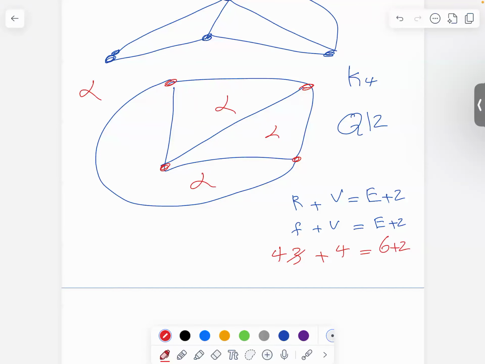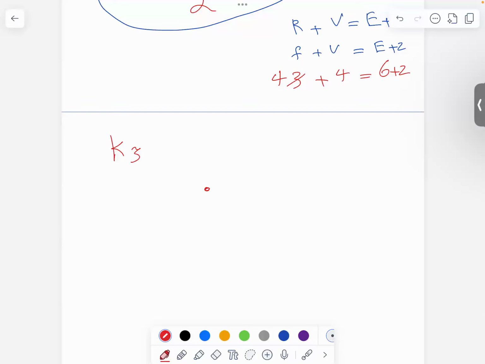Okay, so let's do this one now. So K3, question 13. So let's call this one question 12. This is question 11. So the last thing that I'm talking about is the Euler formula. It doesn't mean last question. Question 12, question 13.